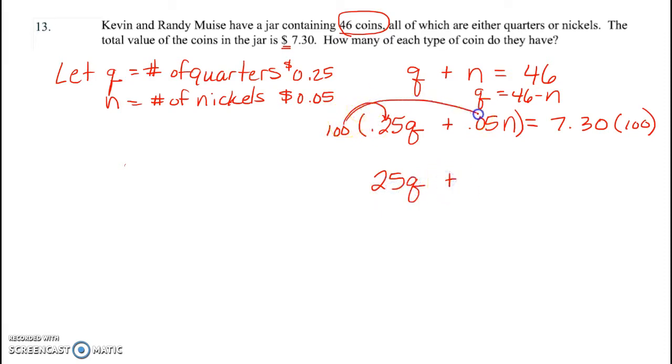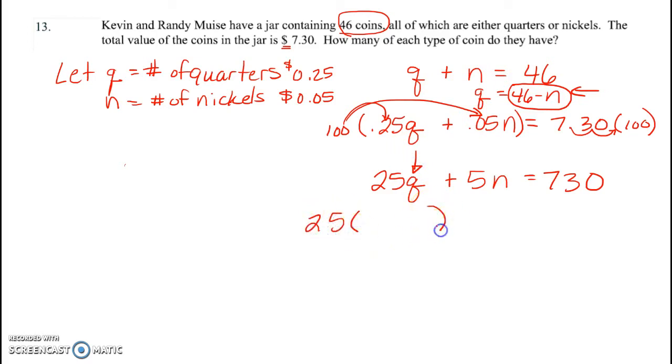If I multiply 100 by 0.05, I get 5N. And if I multiply 100 by 7.30, multiplying by 100, move your decimal point 2 places to the right, I get 730. All right? Now, I solved for Q right here. So 46 minus N is another name for Q. I'm going to substitute that in for Q right there.